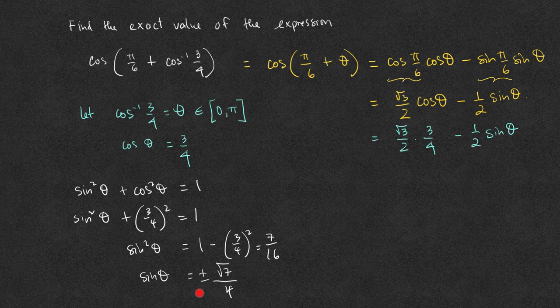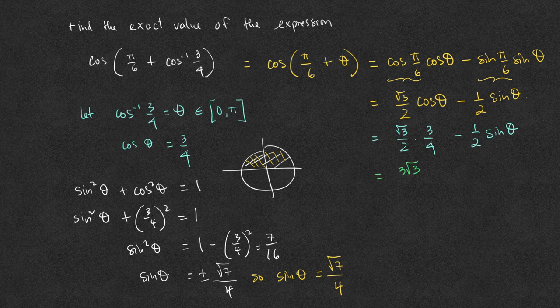Is it plus or minus? But remember that this theta is restricted to the first or the second quadrant only, and sine is positive in both of these quadrants. And so we must have sine of theta equals positive root 7 over 4. We then proceed to finish this problem.